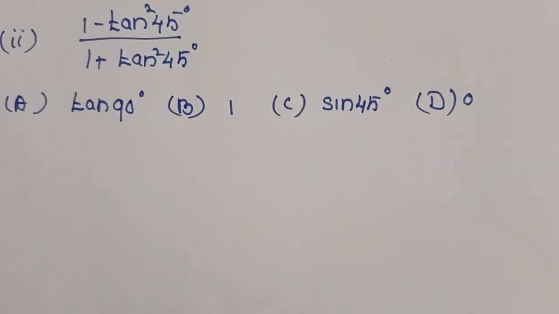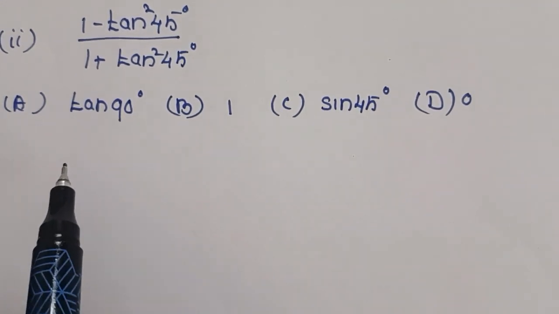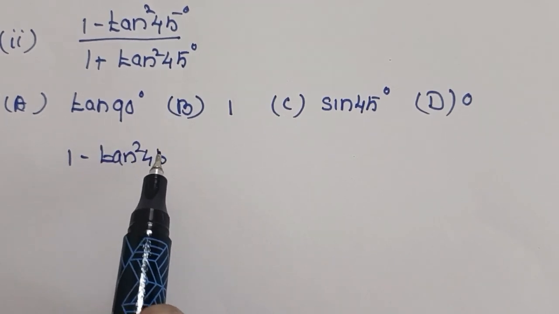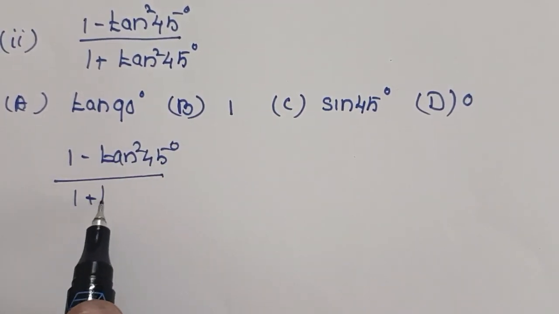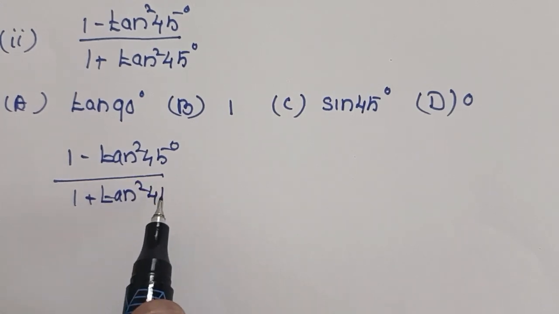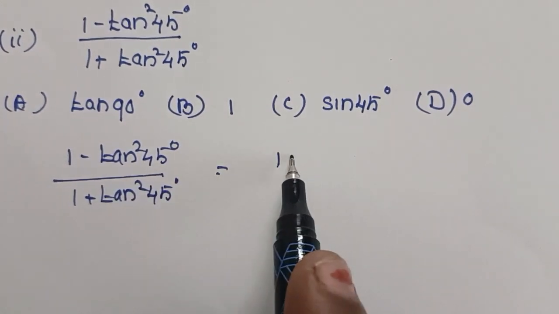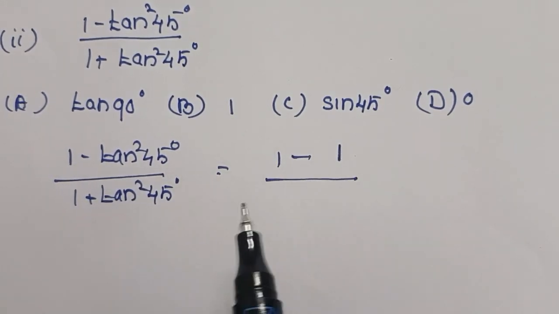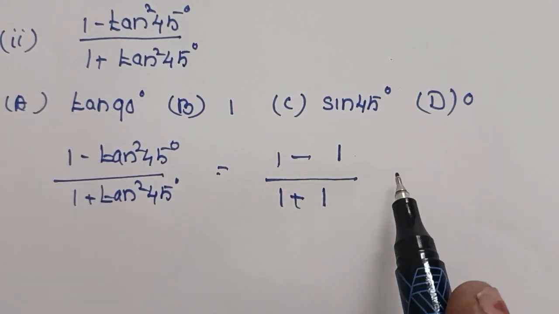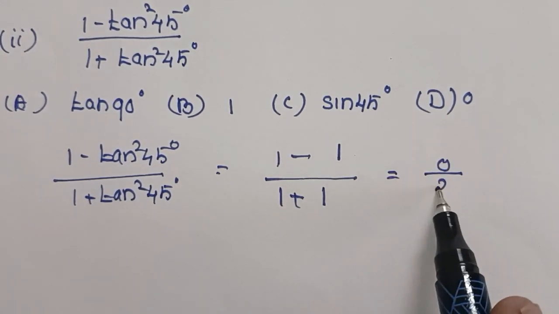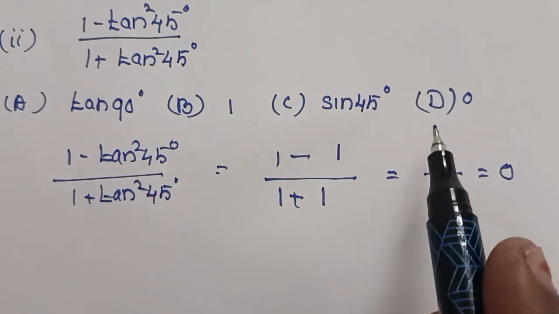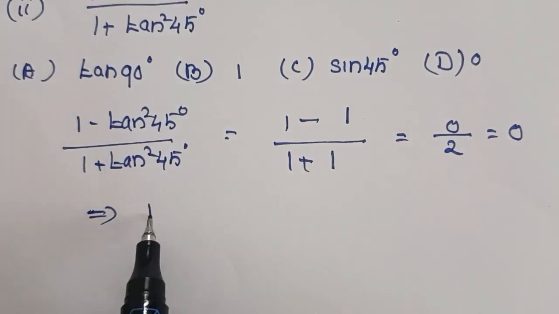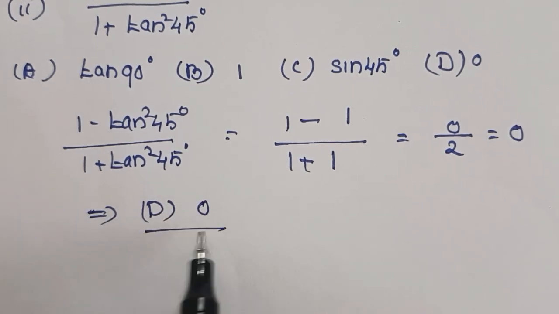Second one: 1 minus tan square 45 by 1 plus tan square 45. 1 minus tan square 45 degree by 1 plus tan square 45 degree. Tan 45 it is 1. So tan square 45 means 1 square. 1 square is 1, divided by 1 plus 1 square, that is 1. 1 minus 1 equal to 0. 0 by 2, that is equal to 0. So the correct option is D. D is 0. So the answer is D, 0. Okay.